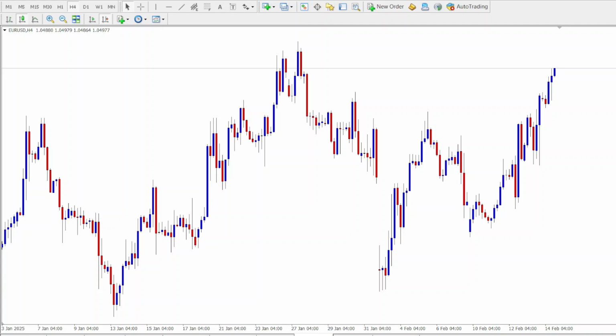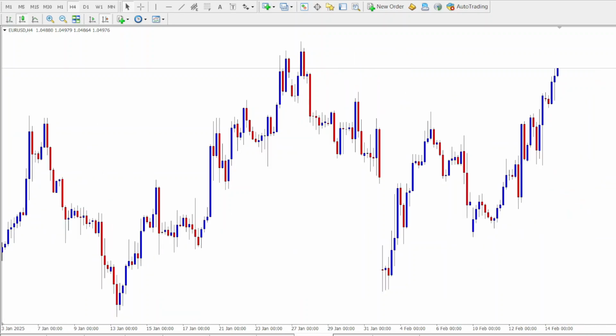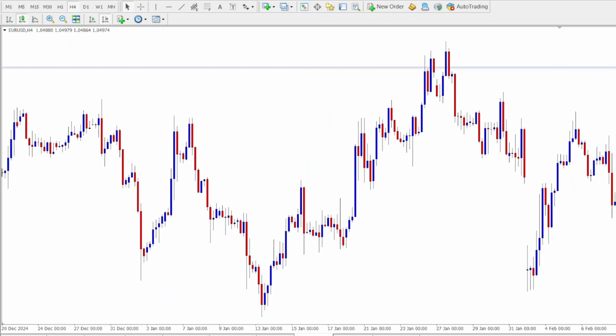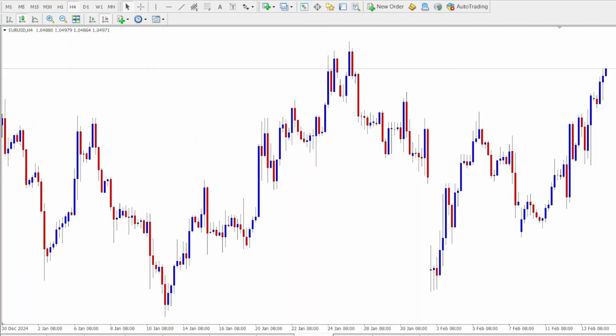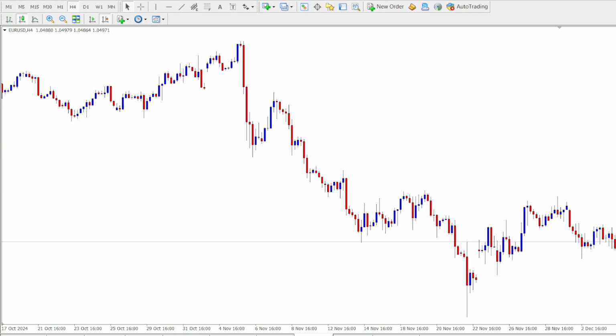Now, liquidity is the fuel that drives the market. It refers to the availability of buy and sell orders at different price levels. So when there is high liquidity, orders get filled easily and price moves smoothly. On the other hand, when there is low liquidity, price can become erratic, leading to sharp spikes and stop hunts.